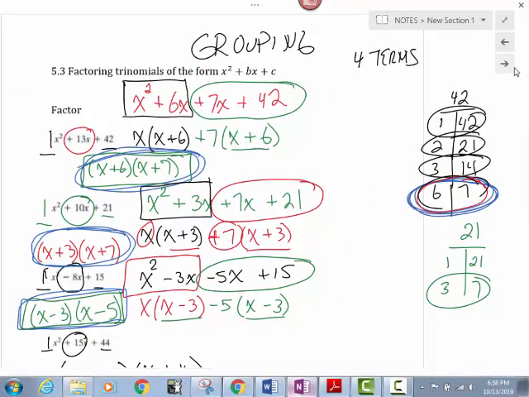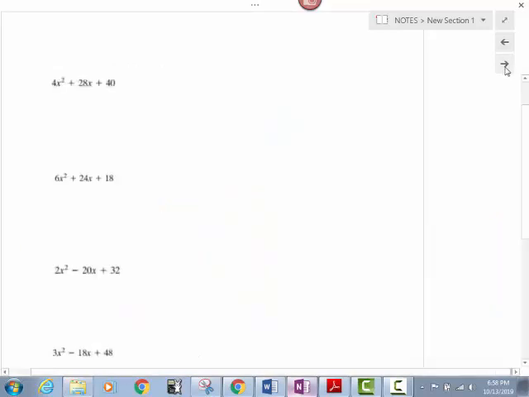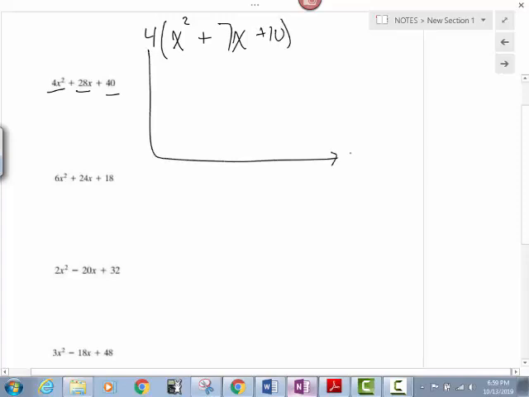So let's go on to the last page of 5.3, which is right here, okay? And I want to do exactly the same thing we were doing before. So first thing, before I do anything, I want you to notice that the number in front of that x squared is not a 1, but 4 does go into all of those numbers, okay? So the first thing I'm going to do is factor out the number 4. If I factor out the 4, we end up with an x squared. 4 goes into 28 7 times. 4 goes into 40 10 times. Now guys, I'm going to put this 4 over here. It's going to be part of my answer.